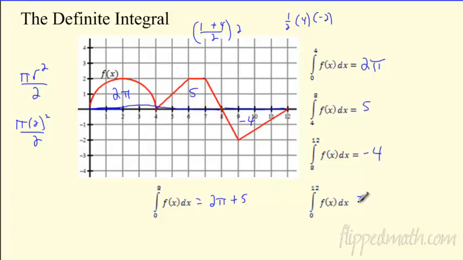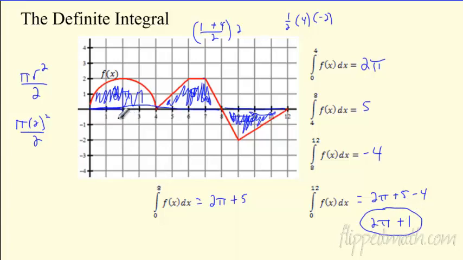And what about if I want to go all the way from 0 to 12? So just be careful. We've got to take the positive, the 2 pi plus 5, subtract the negative. So it'll be 2 pi plus the 5 minus the 4, or really it's just 2 pi plus 1. Excellent. So, all right, there it is, the integral from 0 to 12.